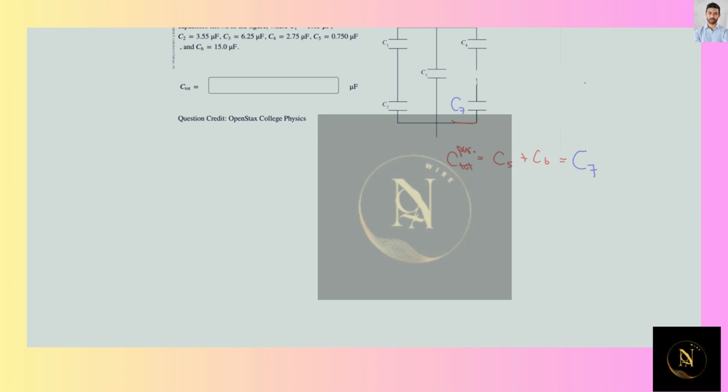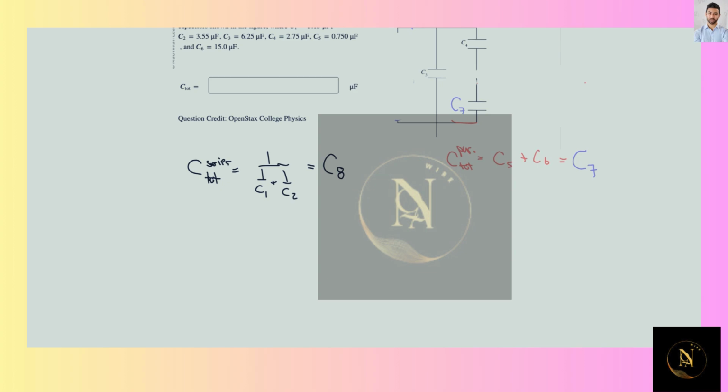Now the next step is going to be considering C1 and C2. These two capacitances are in series. And whenever we have capacitances in series, what we're going to have is 1 over C1 plus 1 over C2. Okay? I'm going to call this new capacitance C8. So what this means is that this part of the circuit now becomes C8.